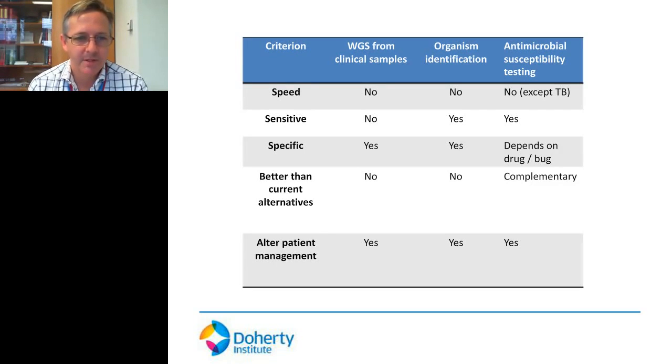For example, in terms of the speed of testing, genome sequencing really can't compete with the traditional methods, except possibly for tuberculosis. In terms of sensitivity, it doesn't really add much at the moment, although it does help with organism identification and susceptibility testing. In terms of specificity, yes, it's the highest resolution sort of characterisation we can get. Is it better than current alternatives? Not at the moment, although it might be complementary to some of them, particularly for tuberculosis or other unusual pathogens.